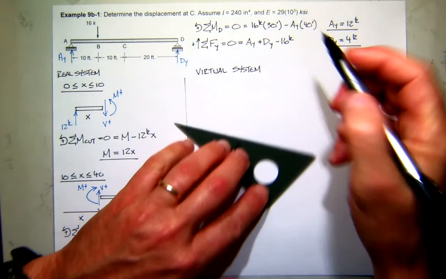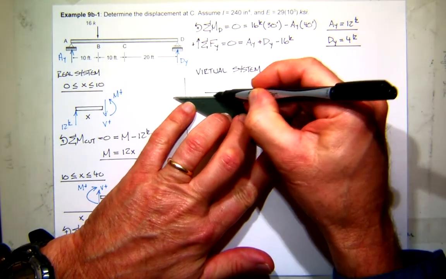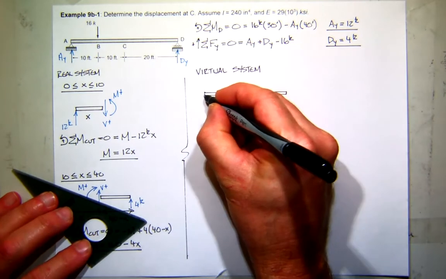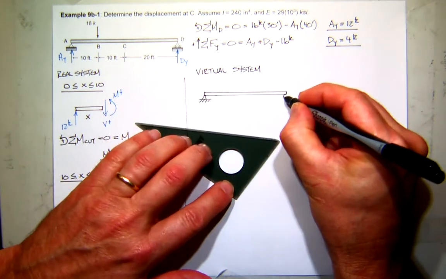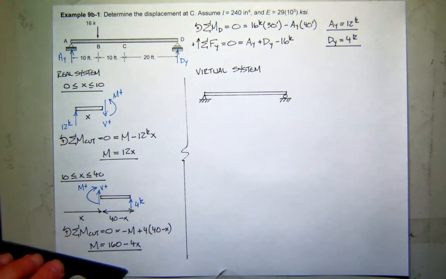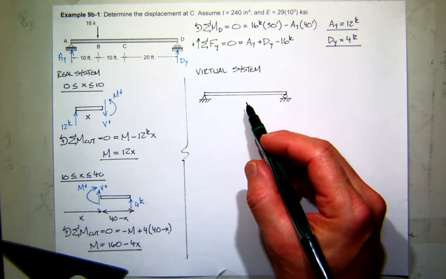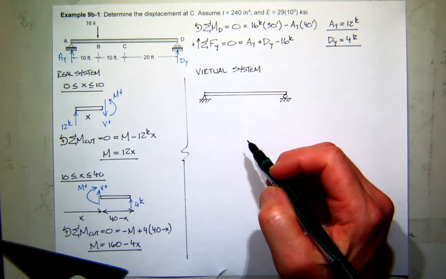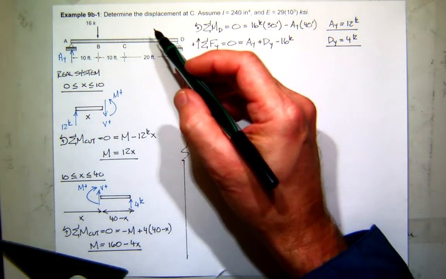So I'm going to draw the beam again. So the supports are the same. I still have a pin at A and a roller at D. Now, for the virtual system, I'm going to remove the real loads, which I've done here, and I'm going to apply a virtual load at the point I want the displacement and in the direction I think it's going to occur. Well, that's pretty easy.